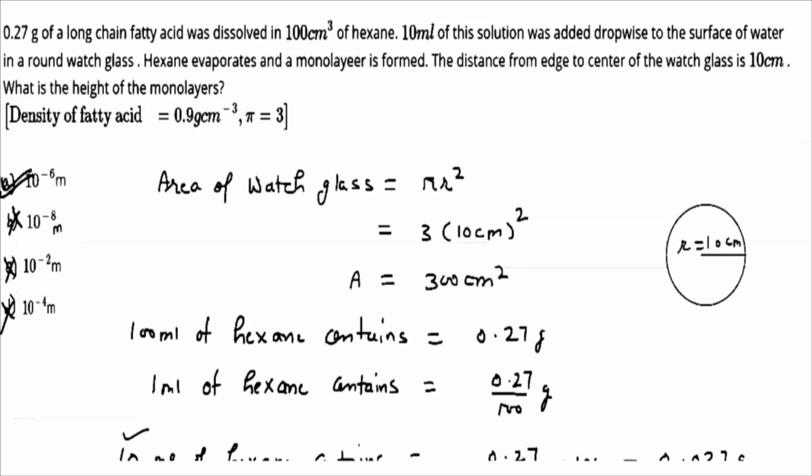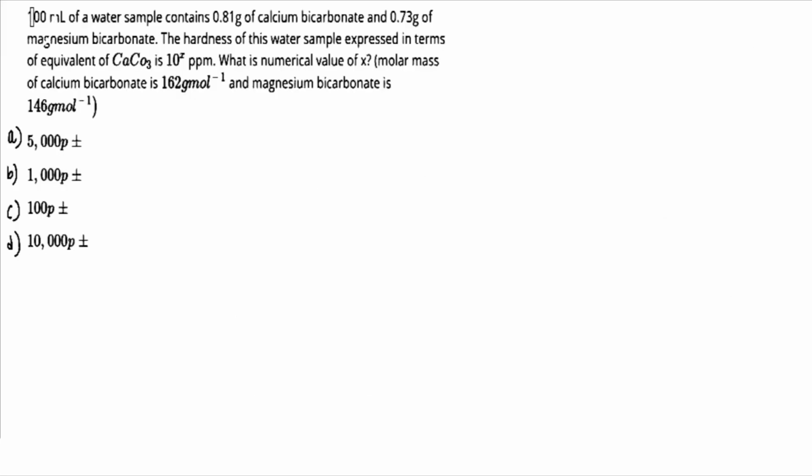Thank you. Hello. The question says that 100 ml of water sample contains 0.81 gram of calcium bicarbonate and 0.73 gram of magnesium bicarbonate.